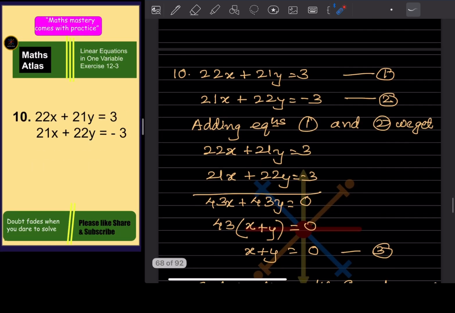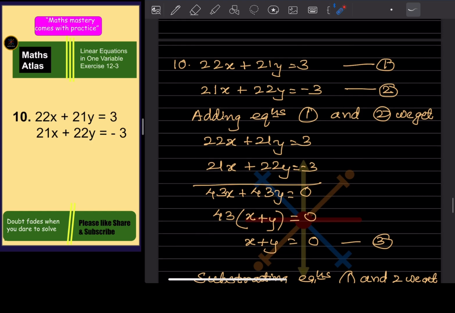So the next question, now you can see this is slightly different again. Now here 22x plus 21y is 3 and 21x plus 22y is 3 minus 3. Because now these are big numbers, you can see here is 22 and here, when we cross, it is going to be 21. So in this case, what you are going to do, these two equations, once you are going to add it and then in the second one you are going to subtract it and get the two equations and then find the value of x and y.